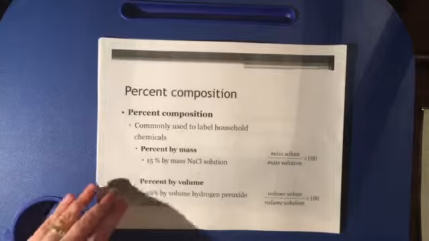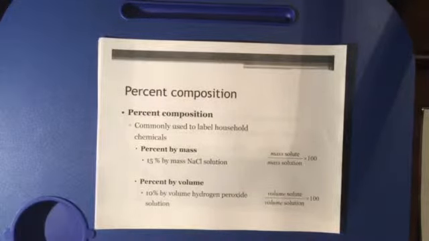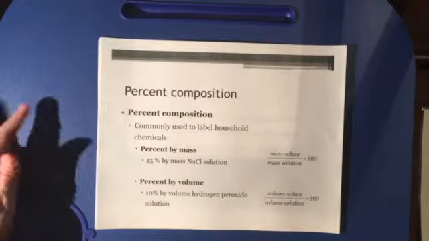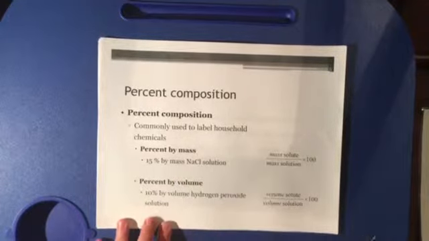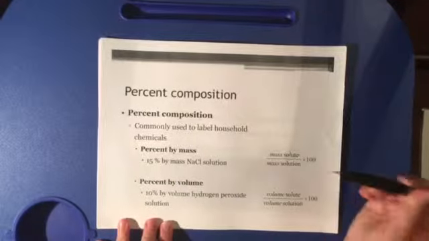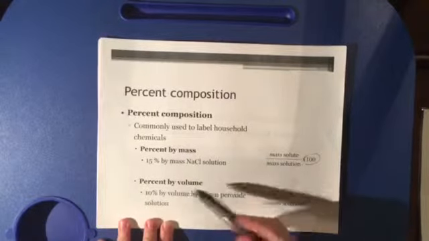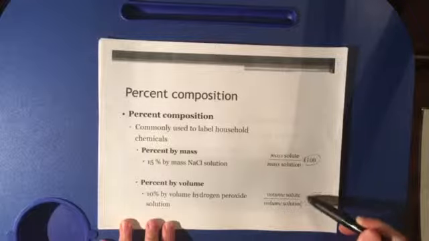Okay, here are some other units of concentration. Percent composition is what's used to label most household chemicals. And so percent by mass would be, for example, 15% by mass of sodium chloride solution: the mass of the solute over the mass of solution times 100. Percent by volume would be volume of the solute over volume of the solution times 100.